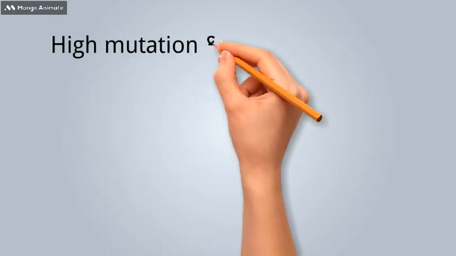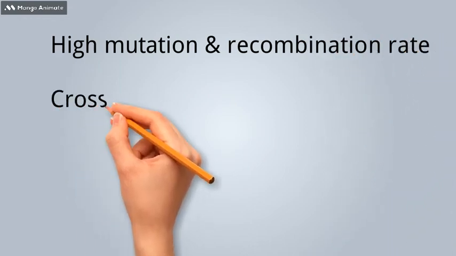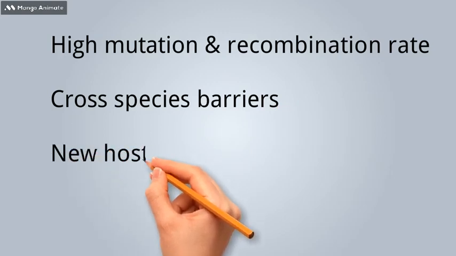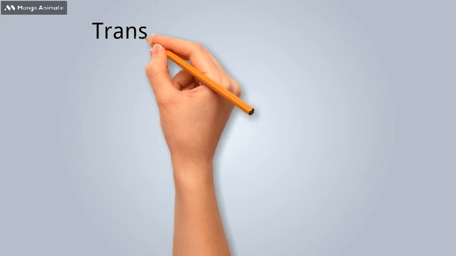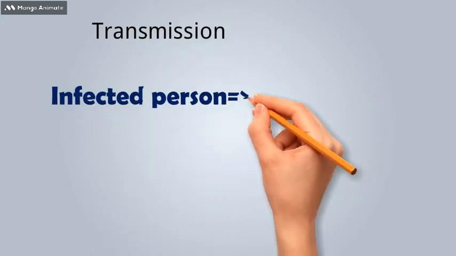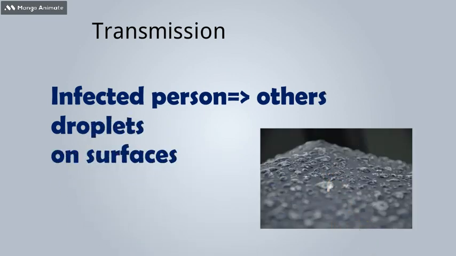Coronavirus has a high mutation and recombination rate. Therefore, it can cross species barriers and get adapted to new hosts. The virus can transmit from an infected person to others via droplets and also it can get deposited on the surfaces nearby.